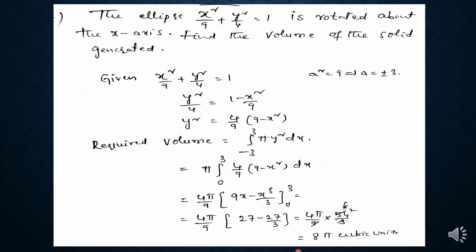Or by taking the LCM here also, 4 pi by 9 into 54 by 3. By cancellation, 9 sixes are 54 and 3 twos are 6, that is equal to 2 into 4 pi into 2. One more 2 is there here. 2 into 8 pi, that is 16 pi cubic units is the solution. So the volume of the solid obtained by rotating the ellipse x square by 9 plus y square by 4 about the x-axis is 16 pi cubic units.